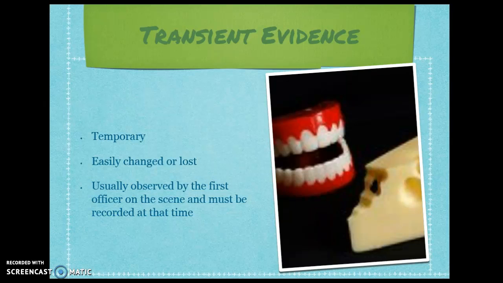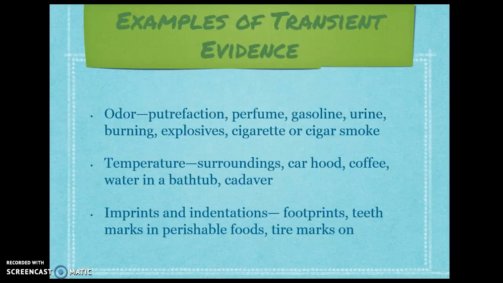One of the first types I want to talk about is called transient evidence. Transient evidence is just that. It is something that is temporary. It is something that moves around. It's something that changes very easily. This type of evidence is usually observed by the first officer on the scene, and they will take note of it. These are things like smells or odors, temperature, and then imprints and indentations.